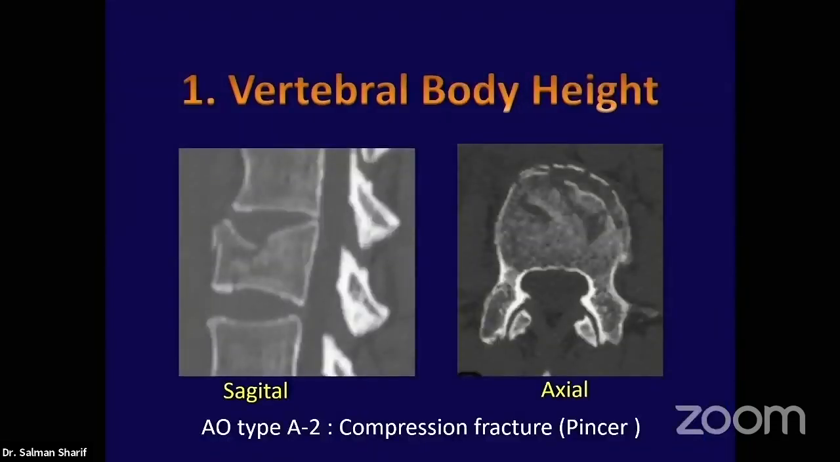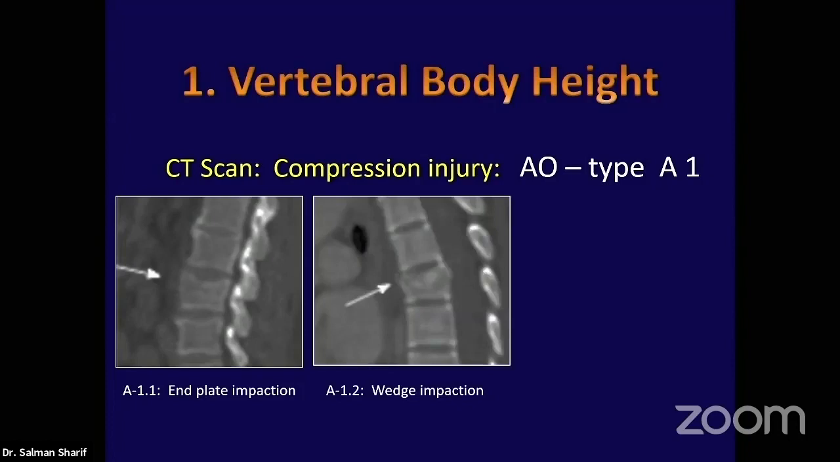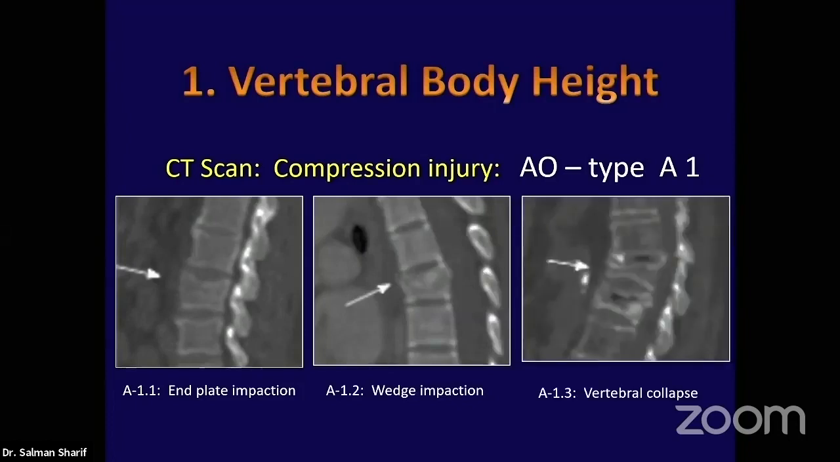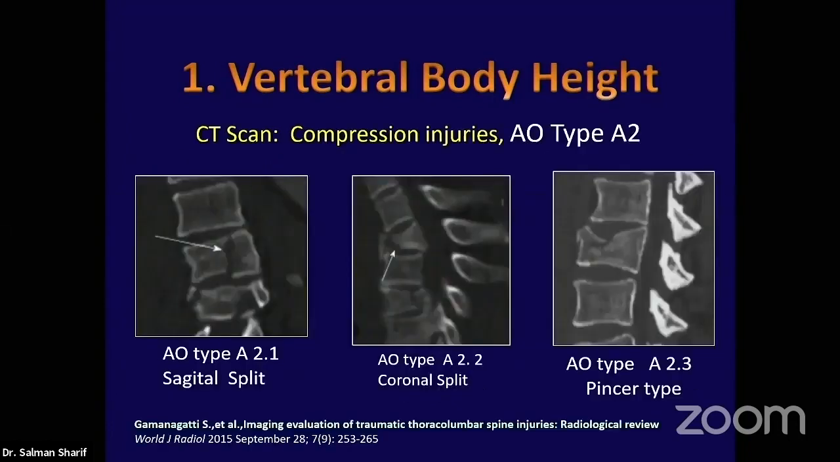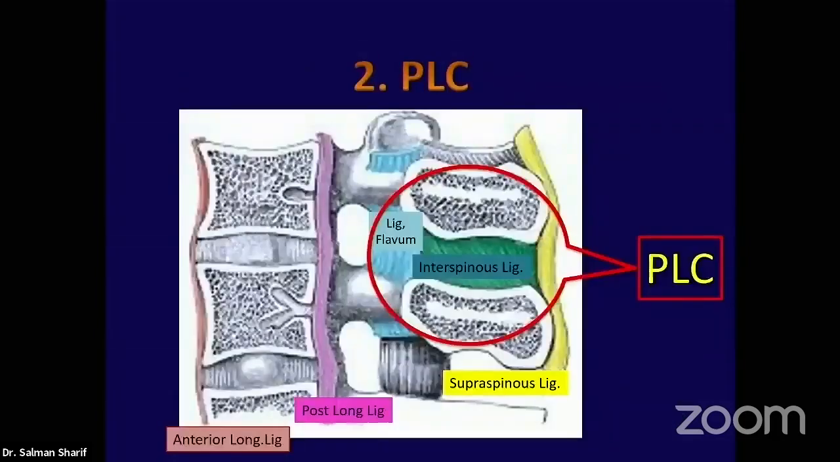This is AO classification type A1, type A2, and type A3. So compression injury, AO type A2, you see, this is the pincer type, in coronal and sagittal views. Complete burst is AO type A4.